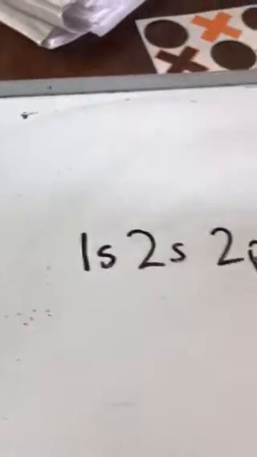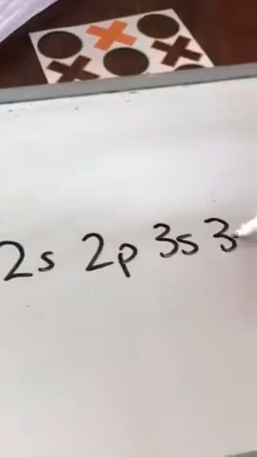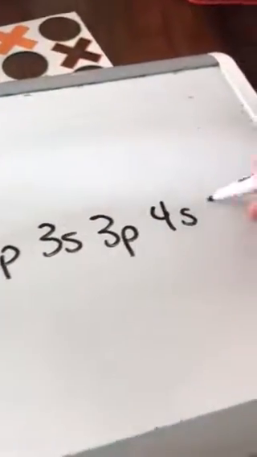Now, let's get down to the nitty-gritty of how to actually fill these things in once you've got it, okay? So you've got the order here. Let me just do an easy one. We'll do 1s, 2s, 2p, 3s, 3p, 4s, 3d, 4p, and we'll stop there, okay?